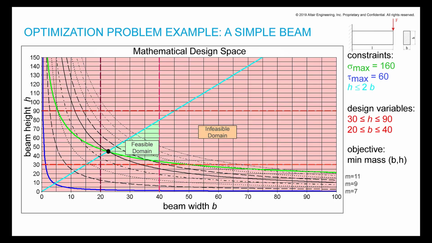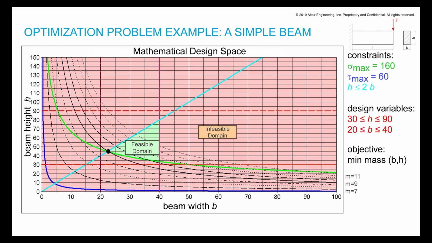So here is a theoretical example of a cantilever beam where a force of 2400 newtons is applied at the tip. The objective is to optimize the width and the height of the cross-section to minimize the weight. The width can be between 20 to 40 and the height between 30 to 90. The stress should not exceed 160 MPa and shear stress should not exceed 60 MPa. The height should not be larger than twice the width.